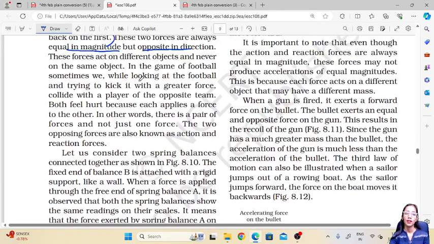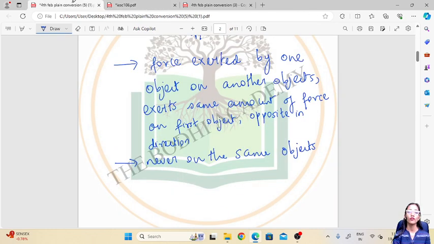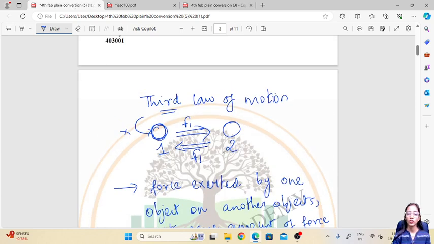For example, in the game of football, sometimes while looking at the football and trying to kick it with a greater force, a player collides with a player of the opposite team. Both feel hurt because each applies a force to the other. In other words, there is a pair of forces. So this law always works in a pair of forces. It is not just one force, but it will always work in a pair of forces.